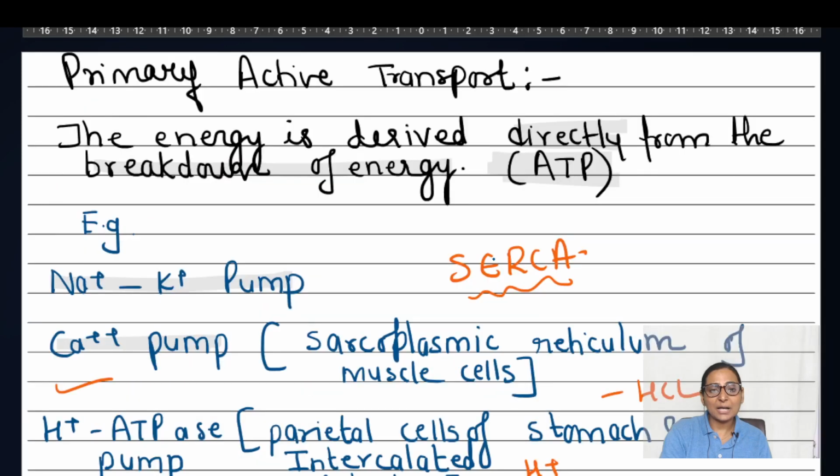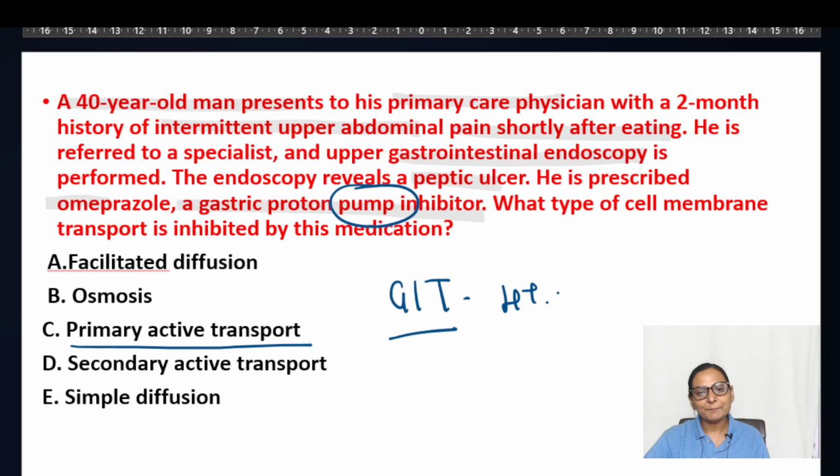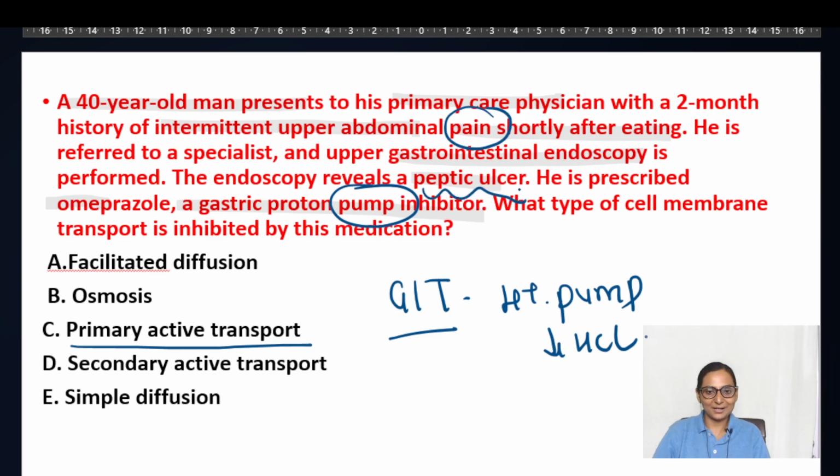So let's conclude with our MCQ. Definitely, whenever we speak of pump, it is going to be primary active transport. In this case, it is GIT. So the example was the hydrogen pump, which will decrease the secretion of HCl, and there will be a control in the acidic secretions and a relief to the pain that was induced by peptic ulcer.